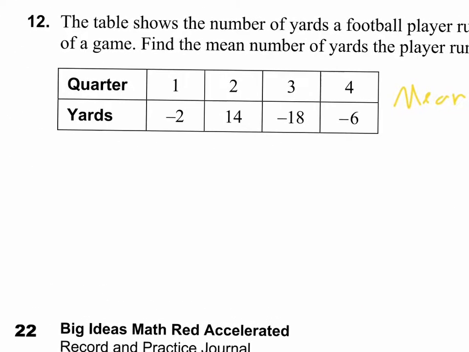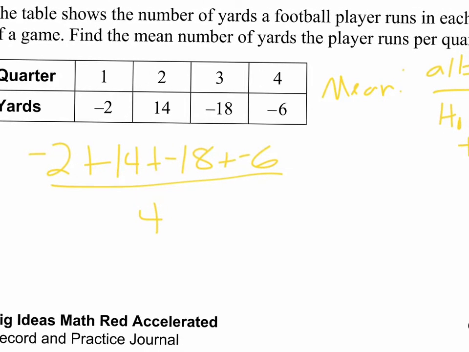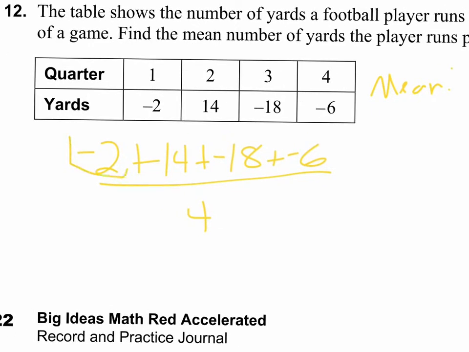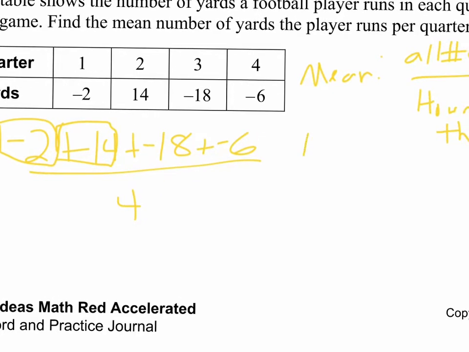So I have my numbers. We're talking about yards, so I have -2 plus 14 plus -18 plus -6. And then how many numbers do I have? 1, 2, 3, 4. There we go. So you do the top first. We're going to step through the top. -2 plus 14. Opposite signs you subtract, so this becomes 12, and 14 is bigger than 2, so we keep the positive 12. And then we still have that plus -18 plus -6 divided by 4.